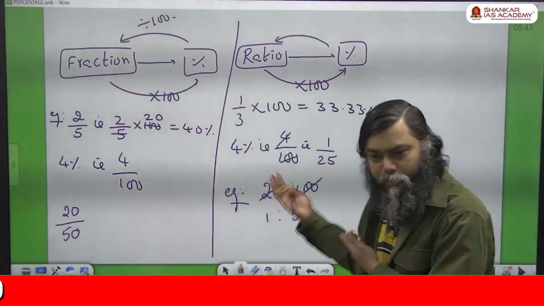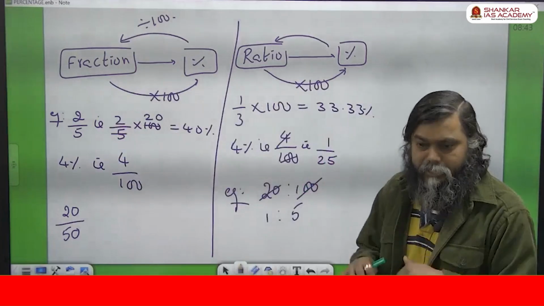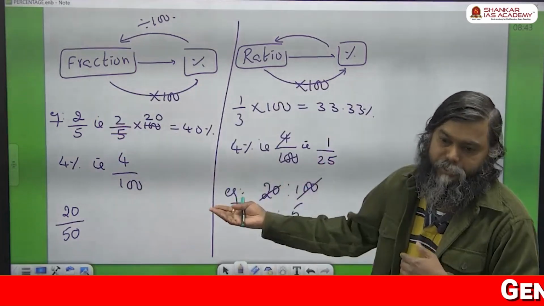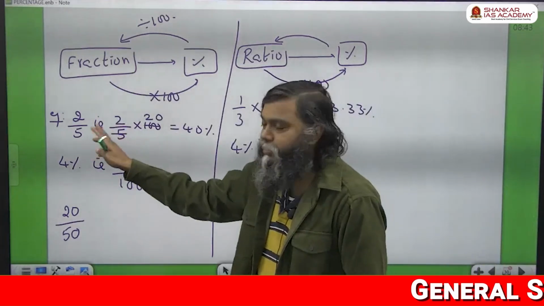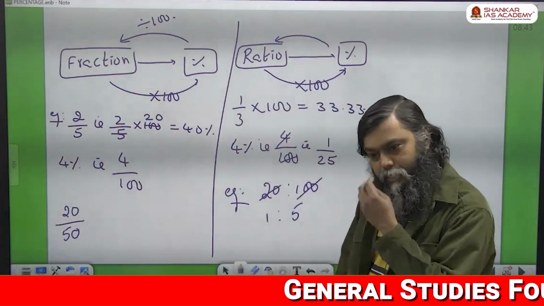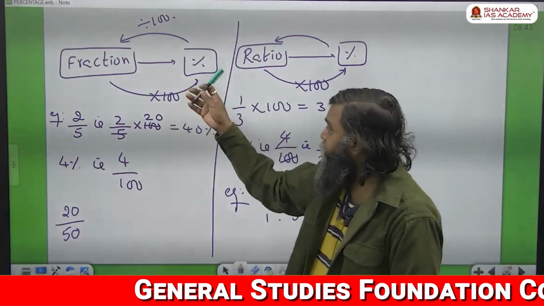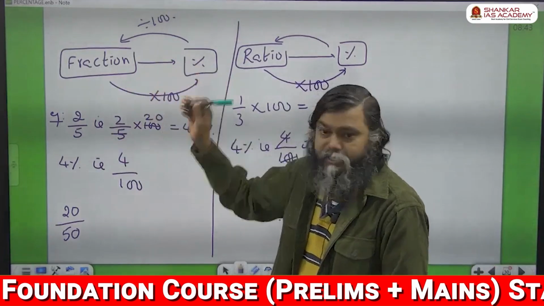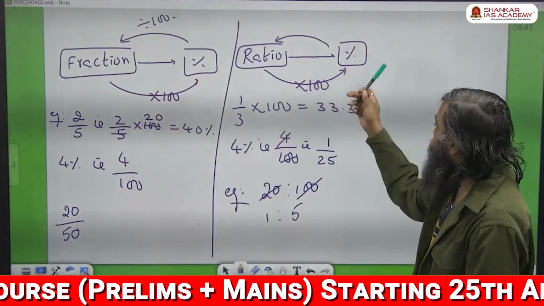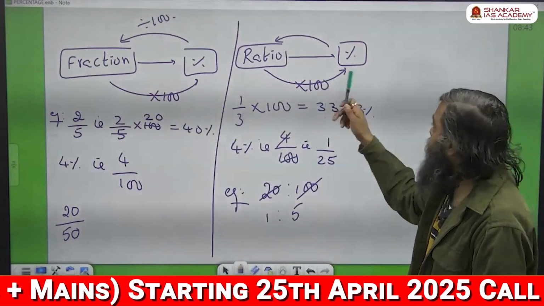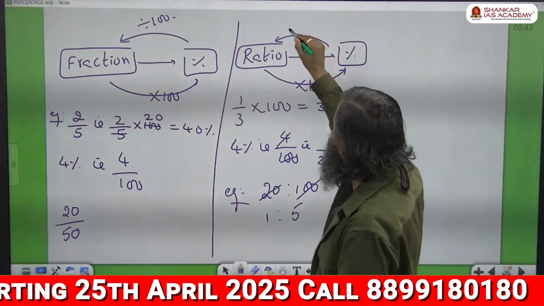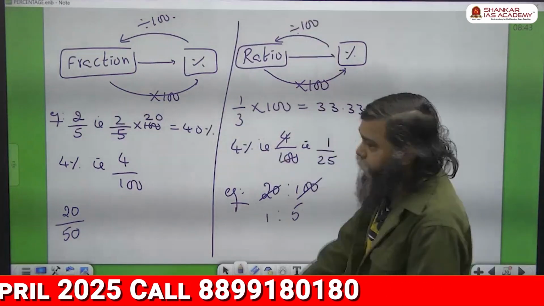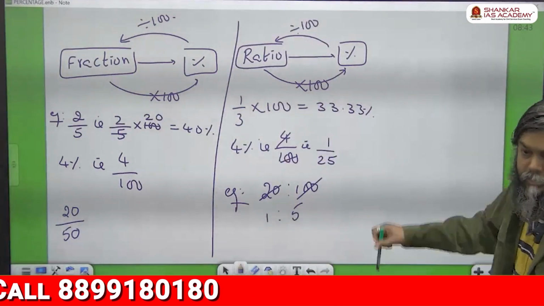That is what I am saying: out of 100, that is how much? Percent means out of 100. Out of 100, 2 by 5 is how much percent? Converting a fraction into a percentage means multiply by 100. Converting a percentage into a fraction means divide by 100. How can you convert a ratio into a percentage? Multiply by 100. A percentage into a ratio? Divide by 100. Do you understand this?